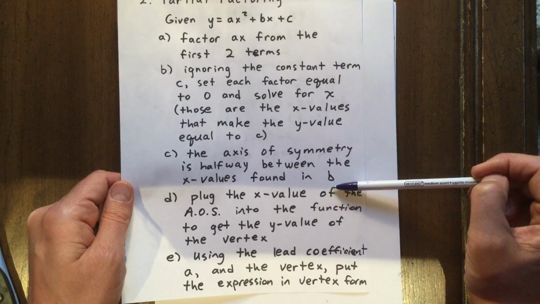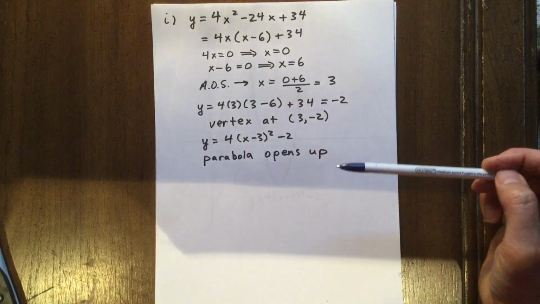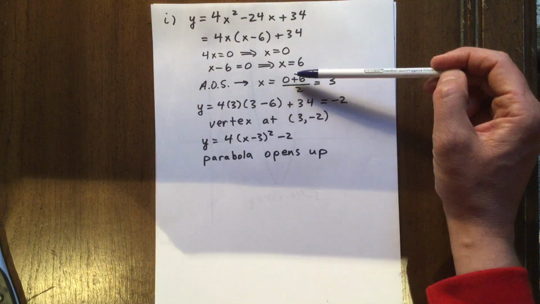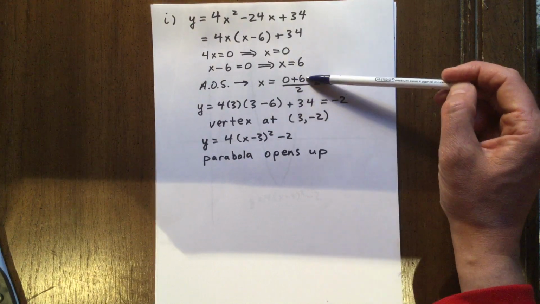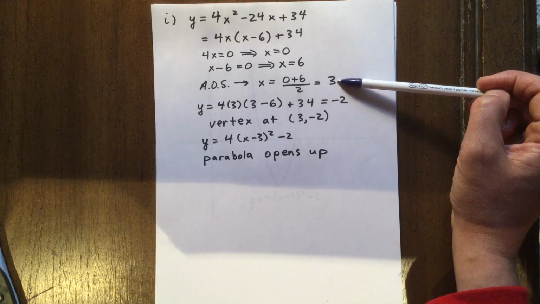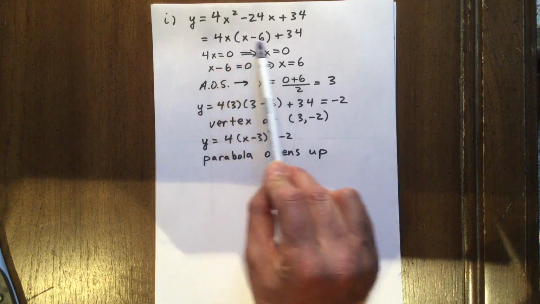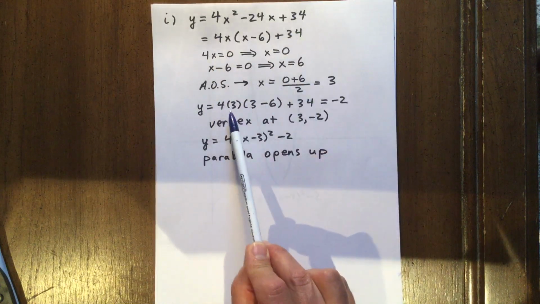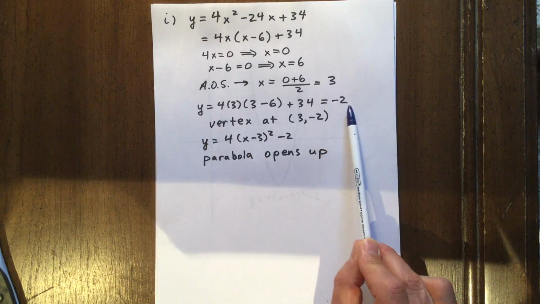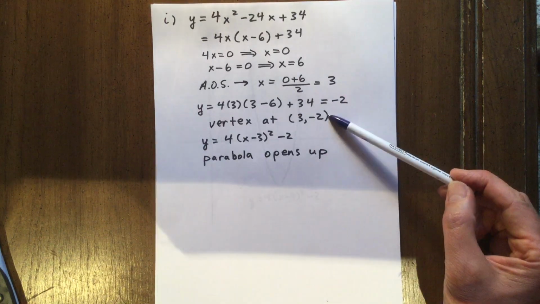So what we do is we plug the x value of the axis of symmetry in to get the y value of the vertex. So we say the axis of symmetry is halfway in between these numbers, add them and divide by 2, that gives us 3. That's the x value of the vertex. Plug that x value in to either this expression or this expression and find out what y equals. Y equals negative 2. Our vertex is at 3, negative 2.